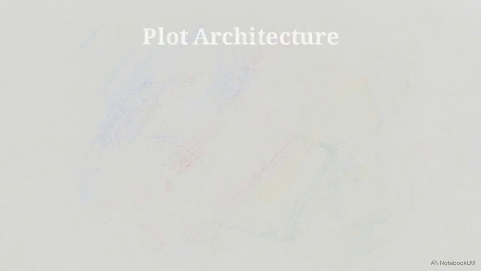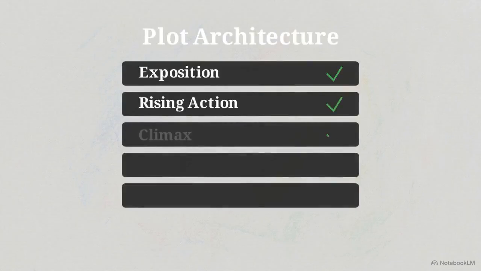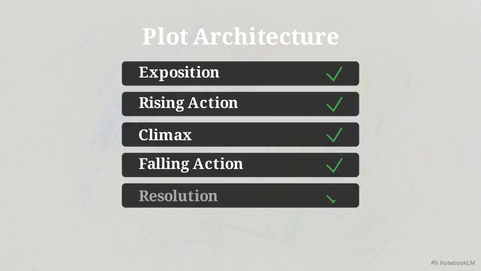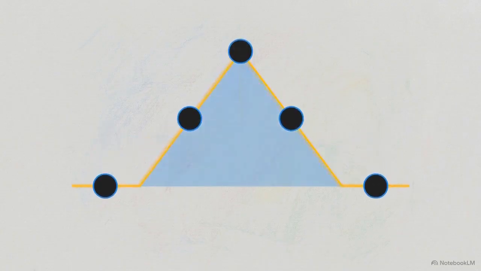In summary, a plot is a sequence defined by 5 structural elements: exposition, rising action, climax, falling action, and resolution. The specific order of these structural events allows the story to communicate its central themes and values to the audience. Use the plot mountain as a tool to analyze the texts you read and to organize the stories you create.